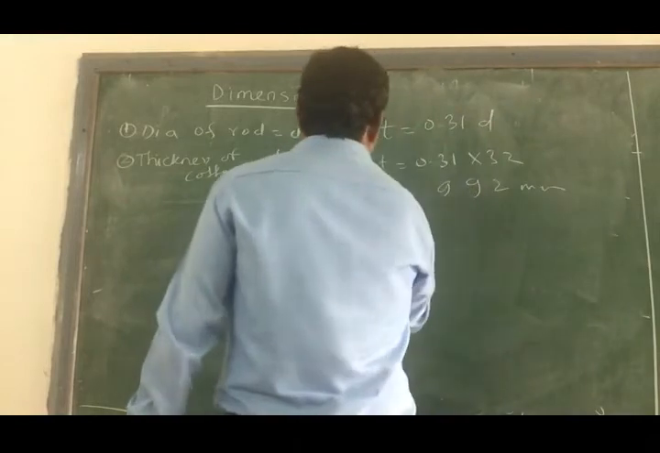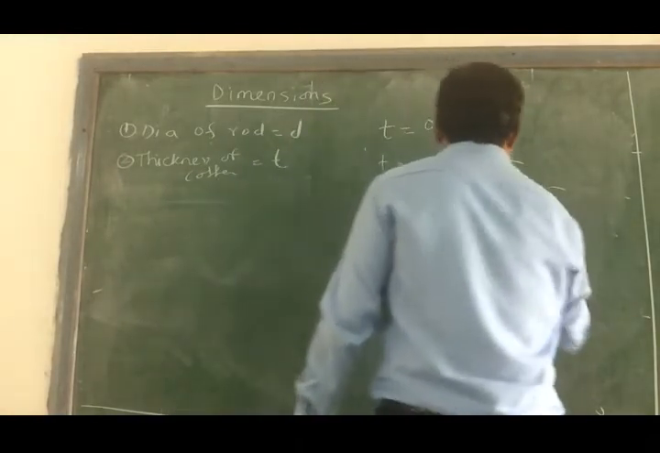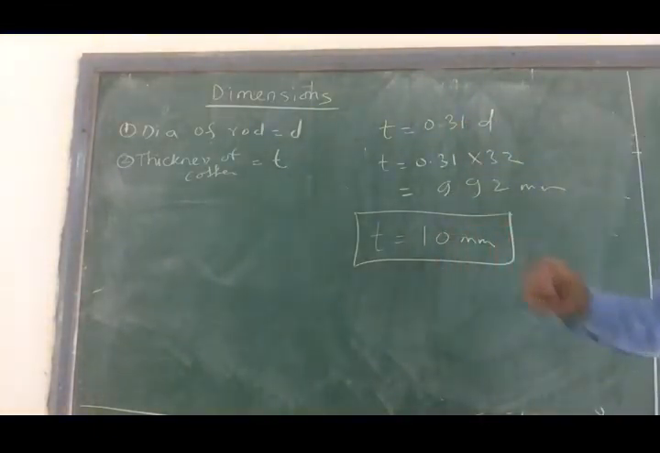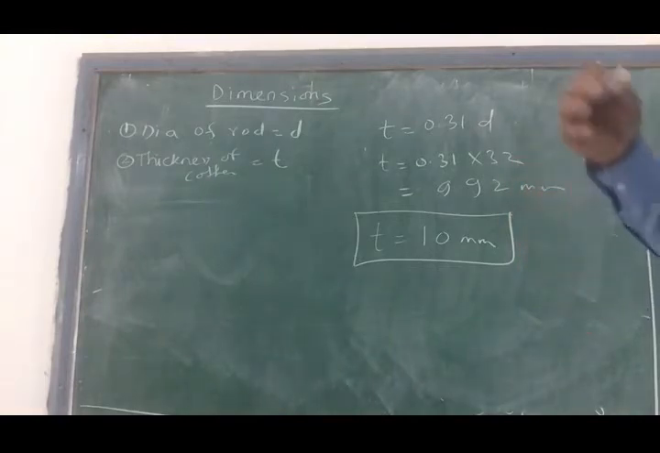So we will use that T as 10 mm. So the thickness is 10 millimeters. The thickness of the cotter we got is 10 millimeter, right? Now we use this thickness and the diameter we got of the rod in the next few steps.